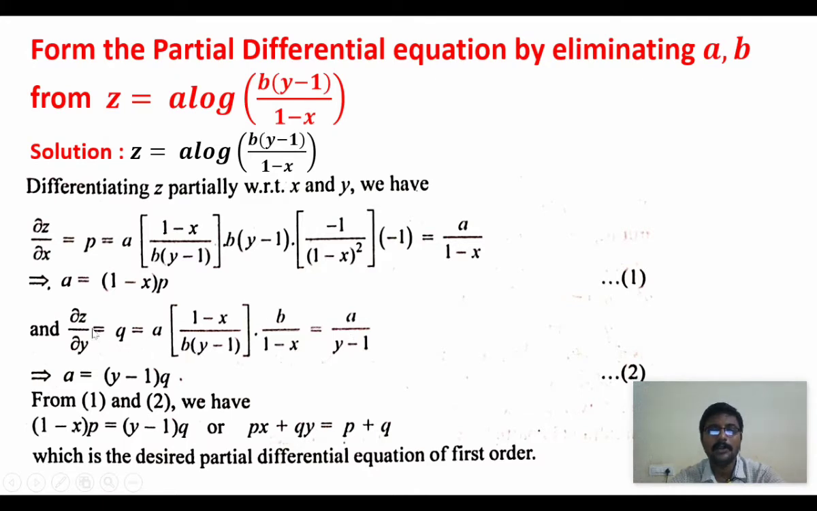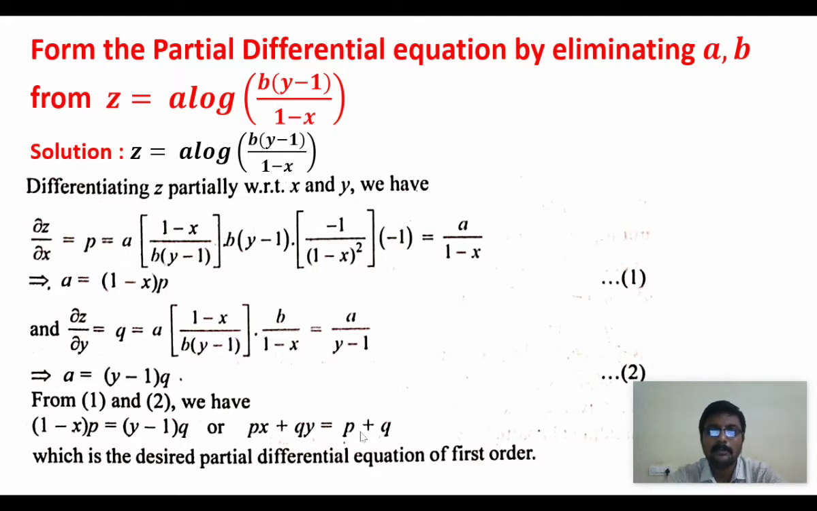But ∂z/∂y is q. So thus we have q = a/(y-1). On cross multiplying, a = (y-1)q. So let it be equation number 2. From these equations, we have the relation (1-x)p = (y-1)q, just equating equation 1 and equation 2, because from equation 1 we have the value of a, and from equation 2 we have the value of a. So these two values are equated. On simplifying, we will get px + qy = p + q. So it is the required first order partial differential equation.